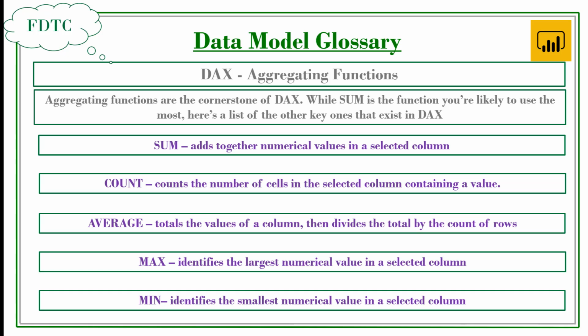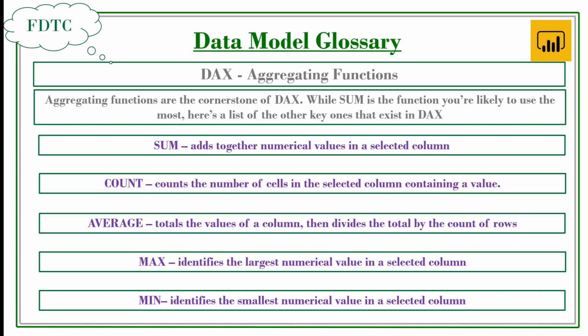There are a couple more, but these are the main ones that we'll use. So we start off with the sum, which adds together numerical values in a selected column. We then have a count, which counts the number of cells in a selected column that contains a numerical value. We've got average, which totals the values of a column, then divides the total by the count of rows.